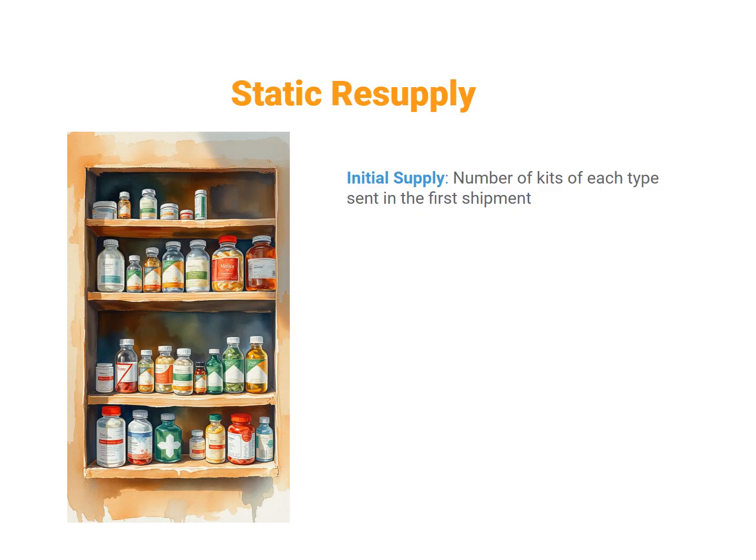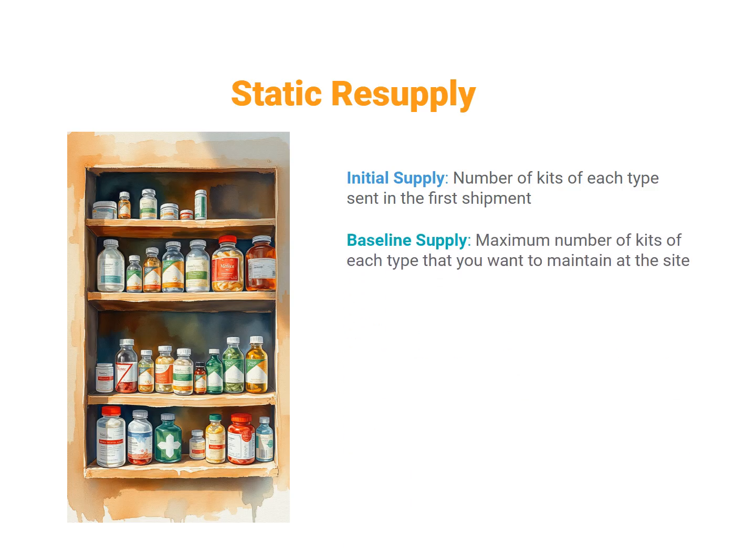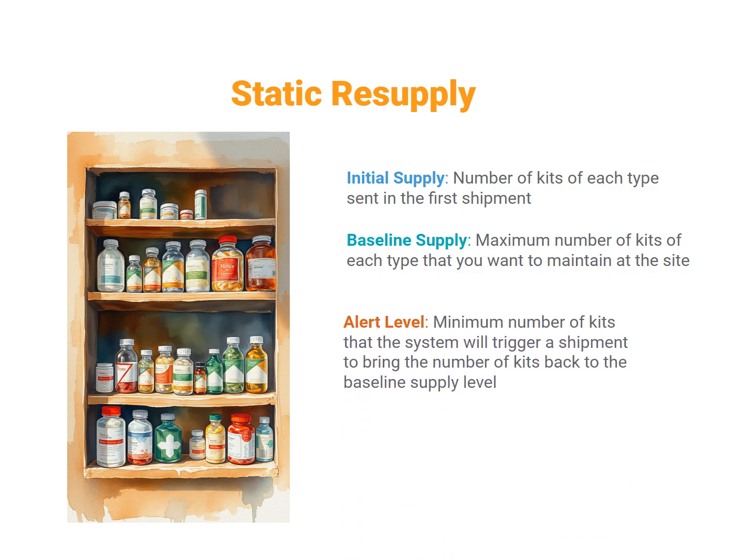Initial supply is the starting quantity of each kit type sent in the first shipment. Baseline supply represents the maximum quantity of each kit type maintained at the site. Alert level indicates when supplies are low, prompting action to replenish resources before they run out.